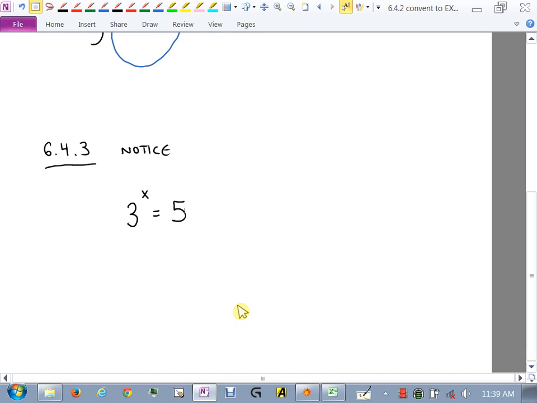But our ultimate goal would be to figure out what x is, right? Like x equals something. And the problem is, how do you get an x out of an exponent? If it's up in the exponent, how does it ever come down? How does it get out of there? Well, convert it to log form for me. What is this in log form? Log base 3 of 5 equals x.